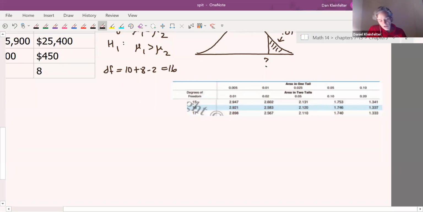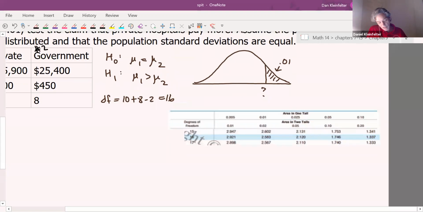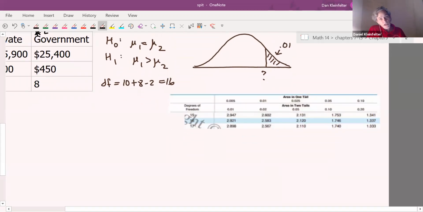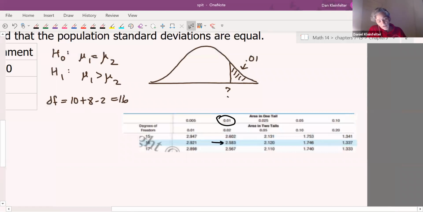All right, so I've got our table. We found that our degrees of freedom is going to be 16. And then this was a right-tailed test with an area of 0.01 in one tail. So in our top row, it says area in one tail. This is the 0.01 column. And we want the row for degrees of freedom 16. So that should be 2.583. Okay, so that will be our critical value.